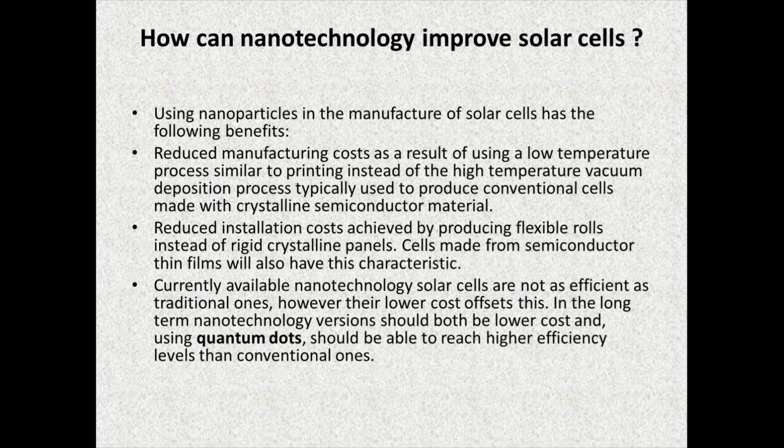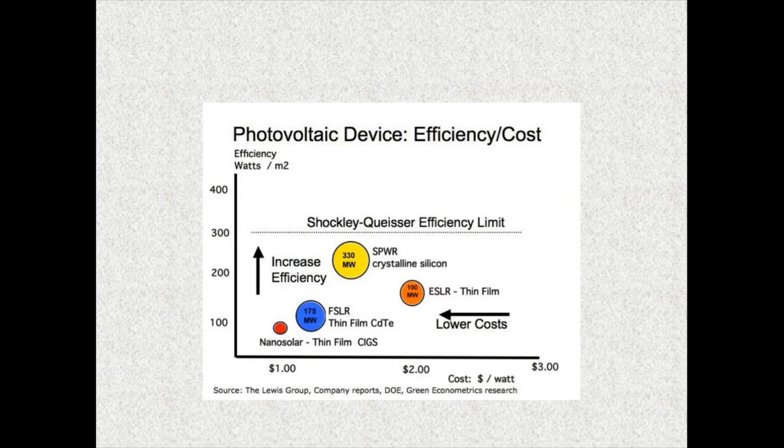Currently available nanotechnology solar cells are not as efficient as traditional ones. However, their lower cost offsets this. In the long term, nanotechnology versions should both be lower cost and, using quantum dots, should be able to reach higher efficiency levels than conventional ones. This is the photovoltaic device efficiency divided by cost.